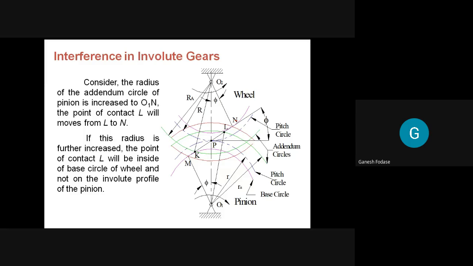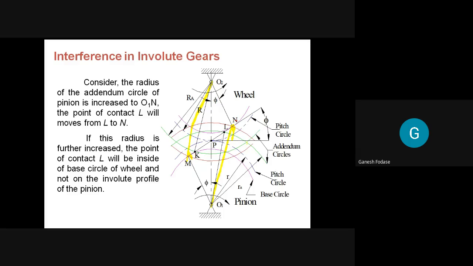So we can increase this addendum radius up to these points of tangency: here it is up to point N, and here it is up to point M. But if I increase it beyond that, there will be interference. So the maximum addendum radius of the pinion to avoid interference is O1N, from N to O1, while for the wheel it is from O2 to M. So this is the maximum addendum radius to avoid the interference.